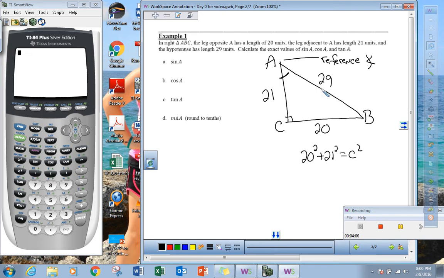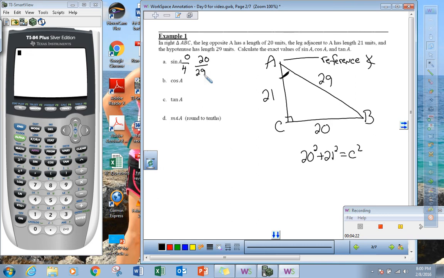I would like to go get the sine of angle A. So from angle A, I'm going to do the opposite over the hypotenuse. So from angle A, shoot across, there's the opposite. So I've got 20 over 29. And then stop. You're all done.